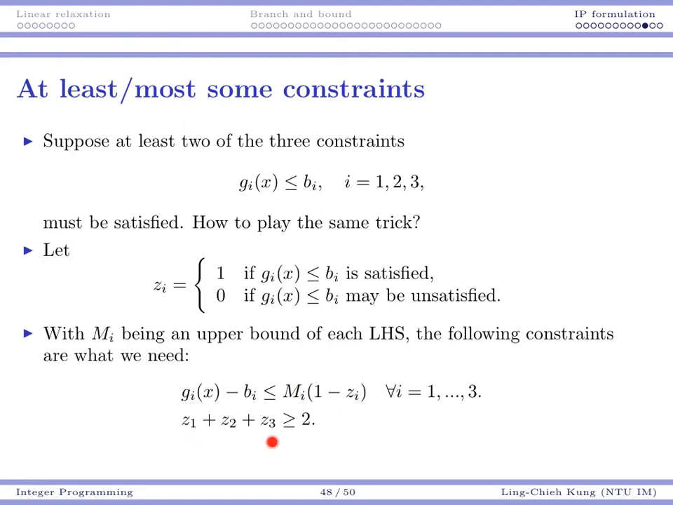And you are required to have at least 2 constraints to be satisfied. So among z1, z2, z3, you need to select 2 of them. And once you select 2 of them, you need to satisfy those 2 constraints. Now, this is how we formulate this problem. If you want at most 2, then you can simply change this, right?